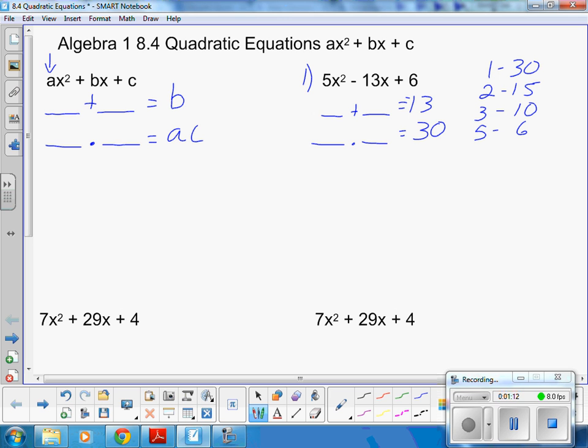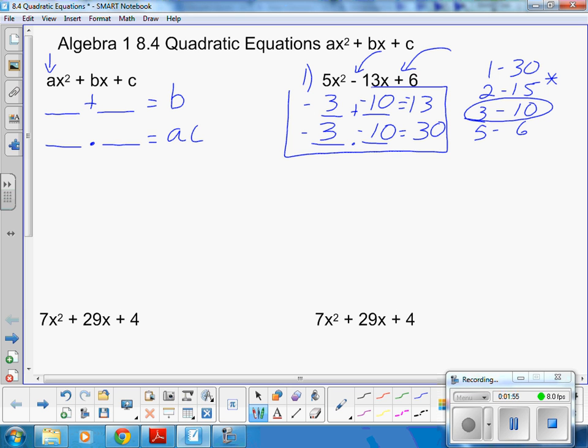So what numbers can I add there to get 13? The signs are the same, and they're negative. So I have to go with those two. Yes, some of you might have thought we could go here with the 2 and the negative 15, and we would get negative 13. Well, yes, but the signs have to be the same, because when I multiply them, I have to get a positive 30. So this is going to be negative 3 and a negative 10.